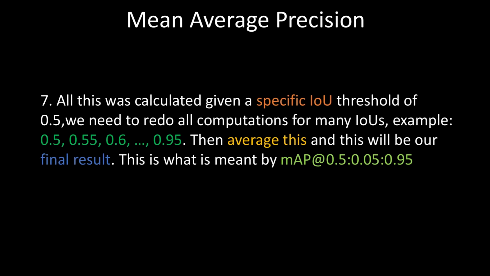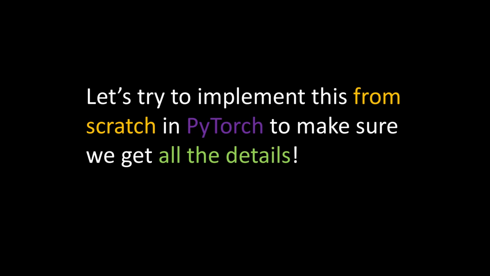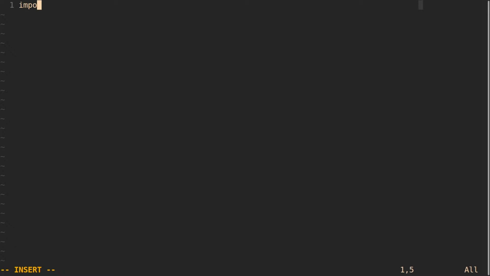All right, so let's try to now implement this from scratch in PyTorch to make sure that we really understand and get all of the details behind mean average precision. So what we're going to do first is import torch. We're going to do from collections import Counter, which we're going to use later on. And then from IOU, we're going to import intersection over union. So make sure you have the IOU implementation from our previous video, and we're going to use that in our mean average precision.